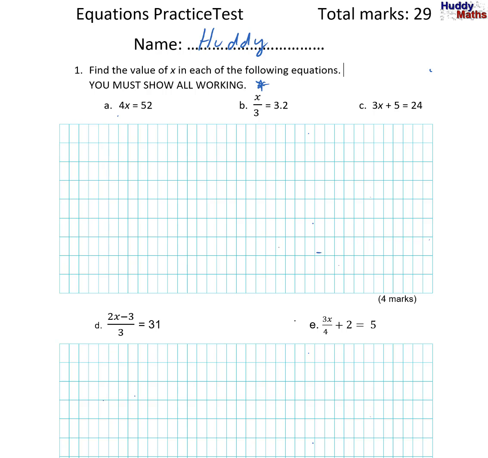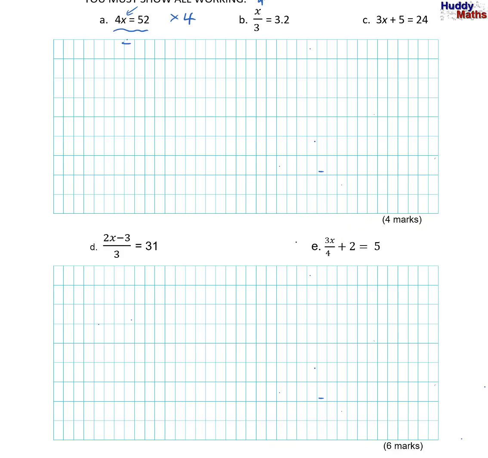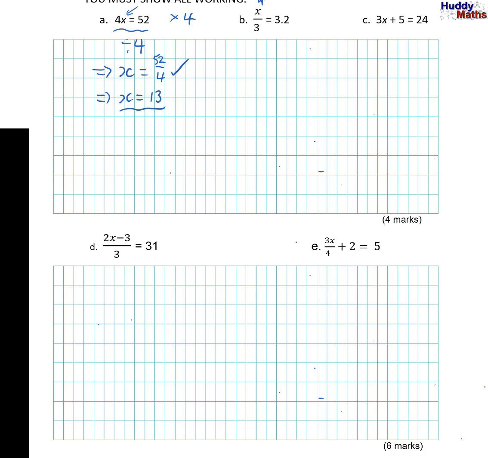All right, so let's have a look at 4x equals 52. We're going to divide both sides by 4. So dividing 4x by 4 on the left, you'd have 1x equals, and dividing 52 by 4, that implies you would have 52 over 4 is 13. So there's our answer. And you should have that working in.